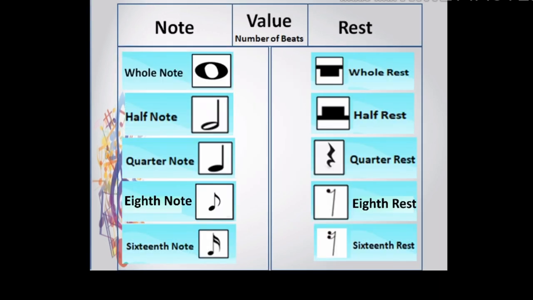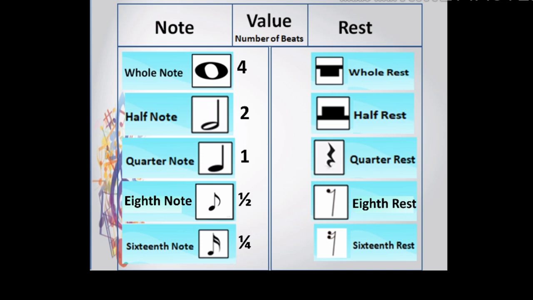Each note and rest has equivalent time value or number of beats. Whole note receives 4 beats of sound. Half note receives 2 beats of sound. Quarter note receives 1 beat of sound. Eighth note receives 1/2 beat of sound. And 16th note receives 1/4 beat of sound.